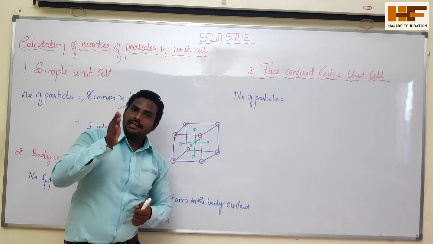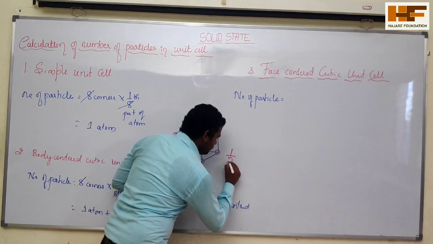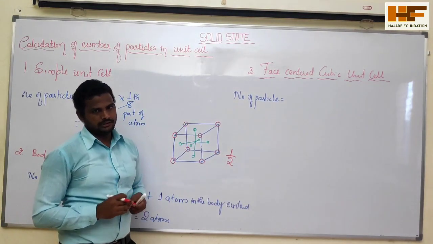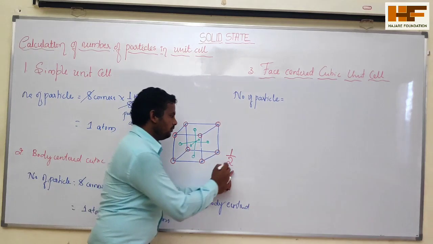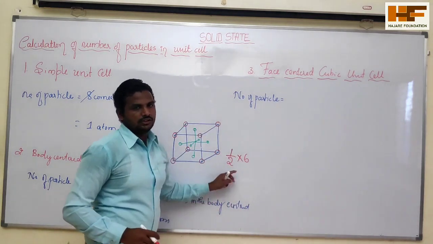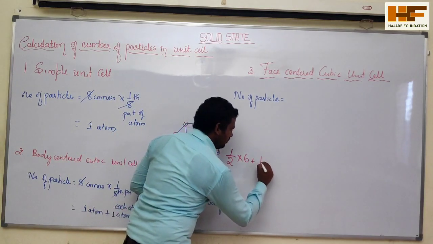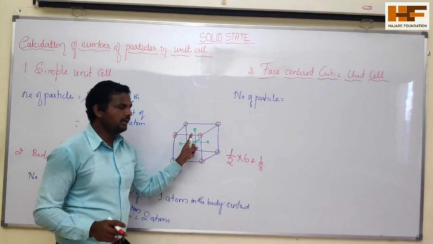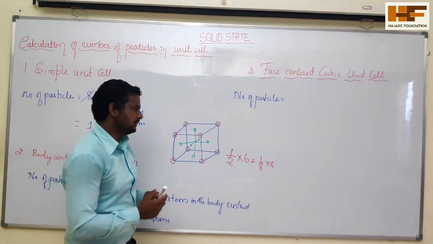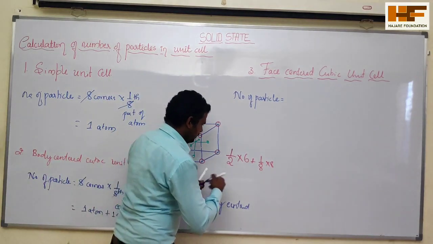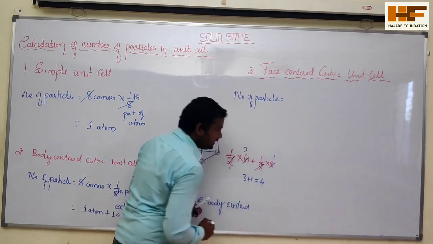Okay, in those 6 atoms, only half a part, what does that mean? In one atom, it is only contributing half of the part. So 6 faces, we are having 6 atoms, and the contribution is 1 by 2, so 1 by 2 into 6. So these are the atoms contributing at the faces. And not only this, 1 by 8th part in all the corners. Like that we are having 8 corners. So hence the total number of constituent particles will be 4.